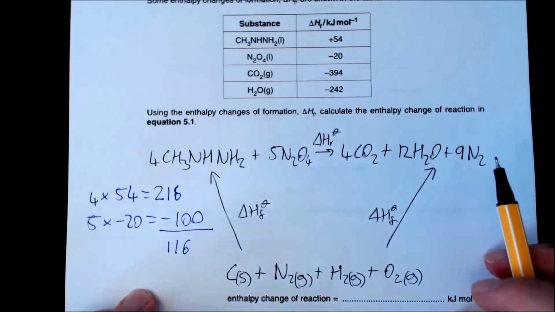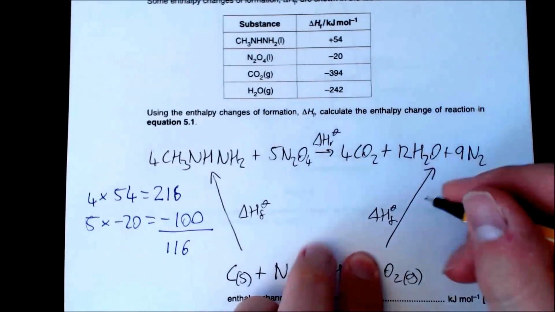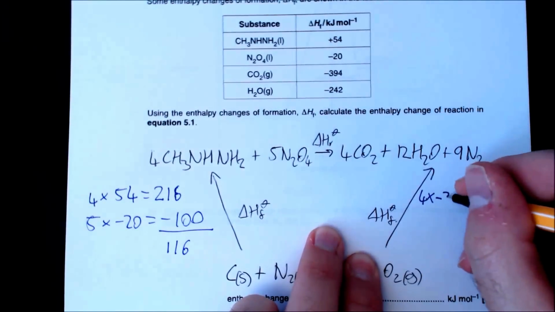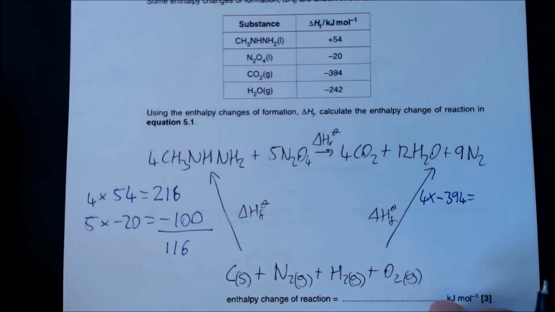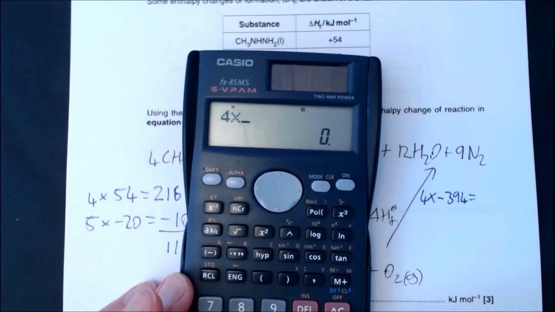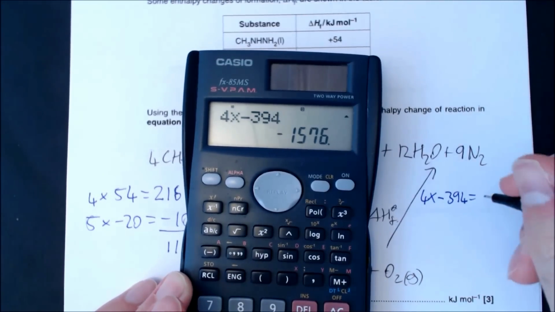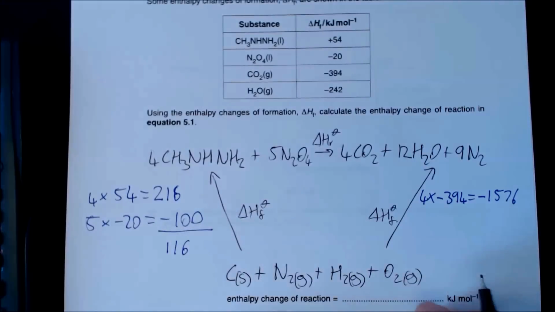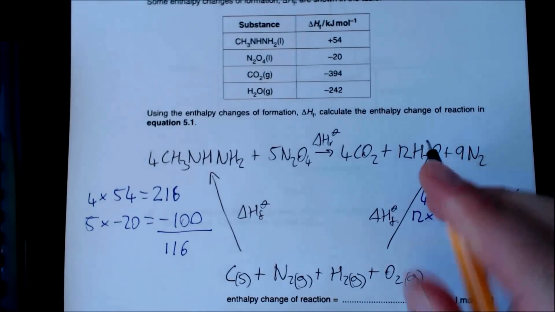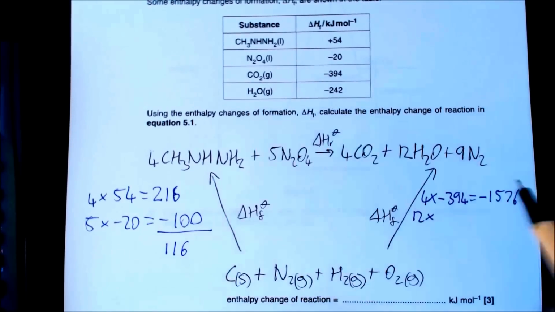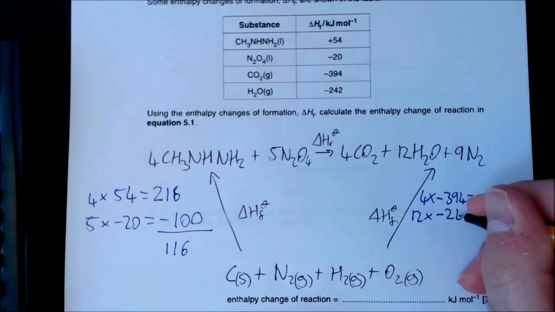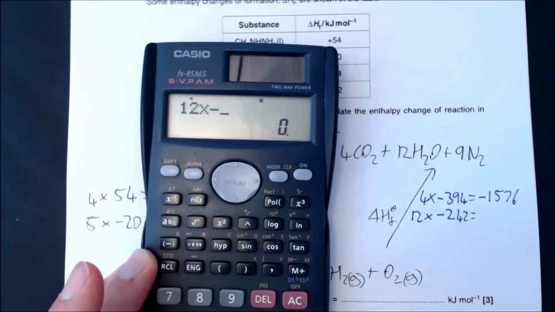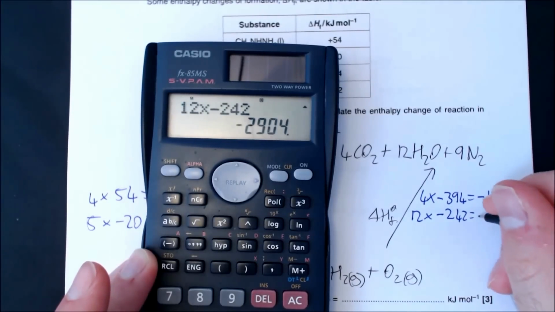So now we need to do enthalpy of formation for our products. So you can see here that we've got 4 lots of CO2. So that's going to be 4 times, now carbon dioxide is minus 394. So if we bring over our calculator, 4 times minus 394, that will give us minus 1576. Okay, and we also have 12 times, now this is water, the formation of water is minus 242. So if we put that into our calculator, 12 times minus 242, that's going to give us minus 2,904.